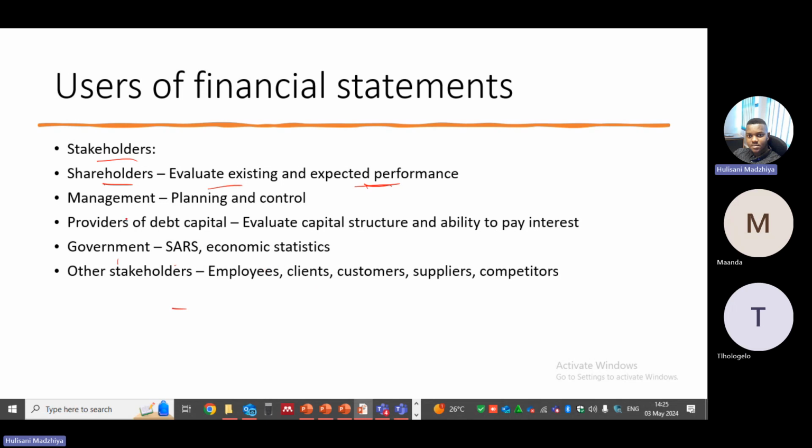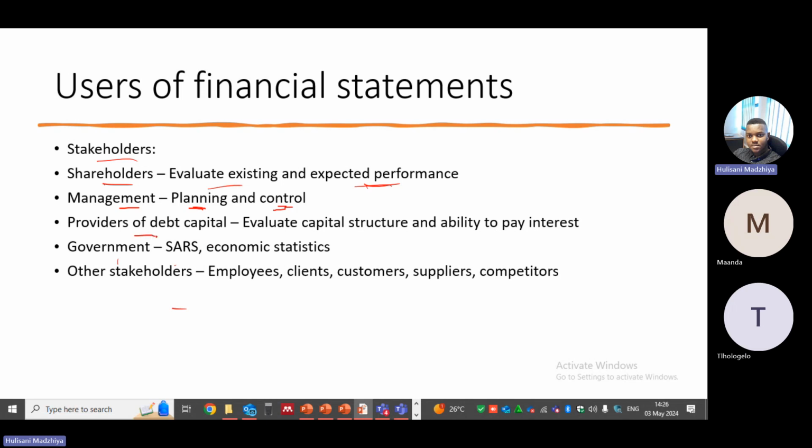So I was now moving to management of the company. Management uses financial statements for planning and controlling, to see if their plan is working or not, and if it is not working, what control measures they can take, or what ways they can mitigate the risk and get back on track with their strategy, which will pay off and allow the shareholders to earn much better returns on their investment.